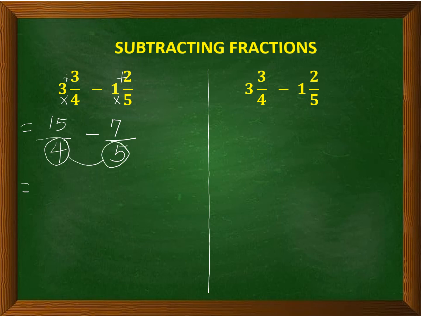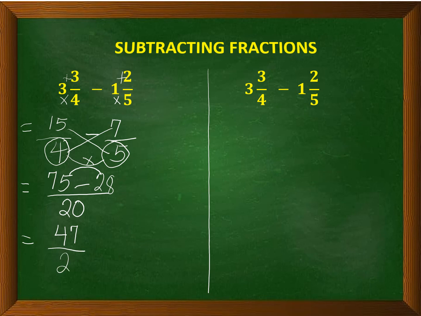So multiply the denominators. That will give us 20. Then cross multiply. 15 times 5, 75. Minus 7 times 4 is 28. Now let's subtract. The numerator 75 minus 28 is 47 over 20. Is this our final answer?